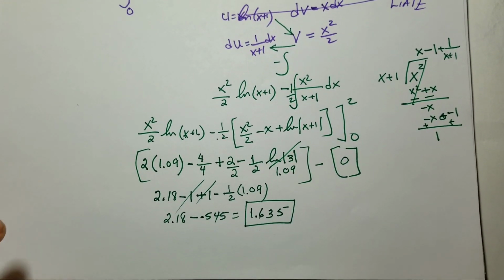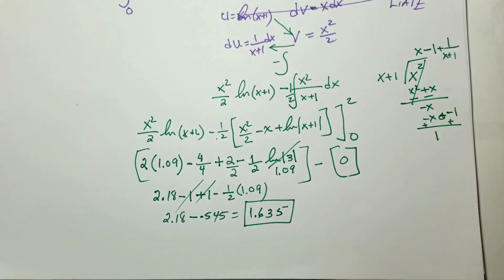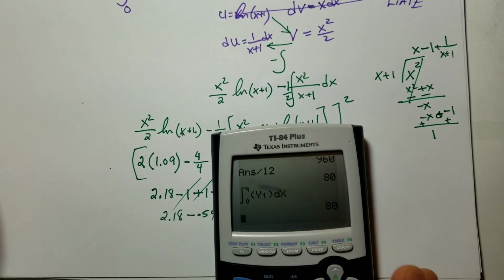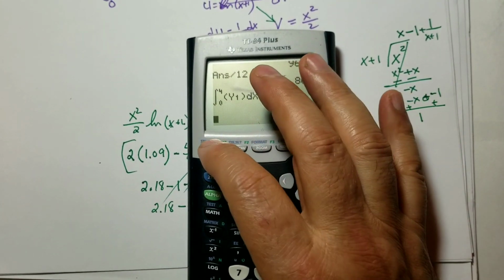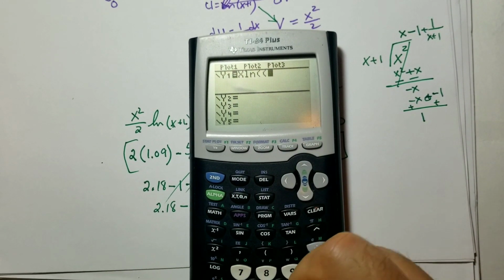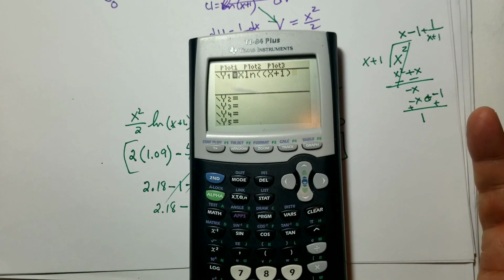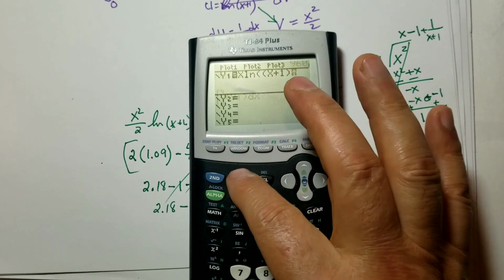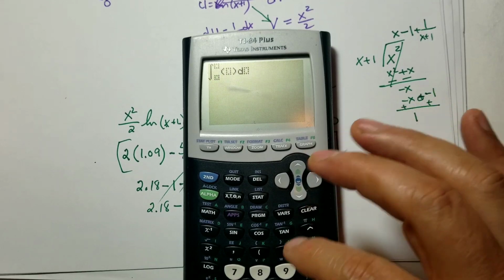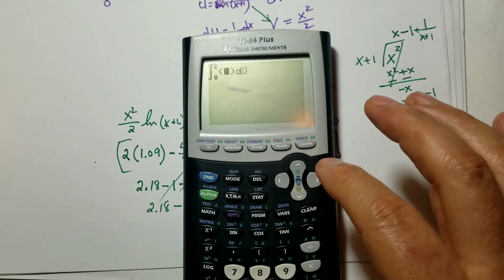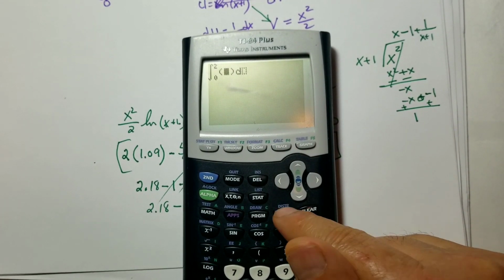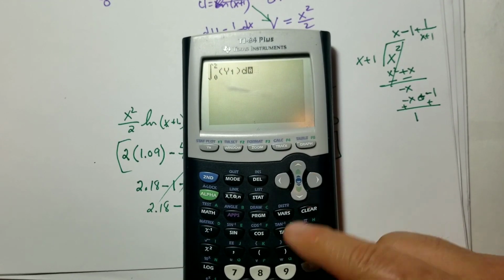That's your answer. I don't want to go forward without checking, and that's the beauty of the calculator. You can check right away and see if this is right. You put x natural log of quantity x plus 1, that was your function, from 0 to 2. Therefore, you go to math, and number 9 is your integral from 0 to 2. Here you can either put y1 or x natural log of quantity x plus 1. I like the y1 with respect to x.